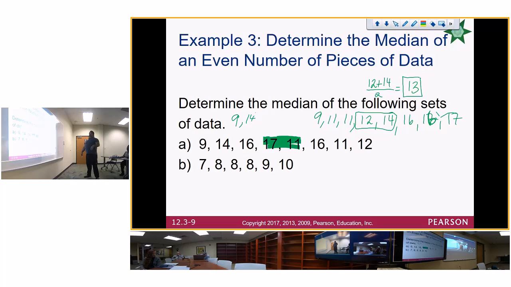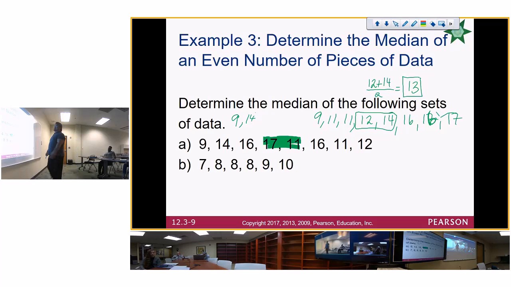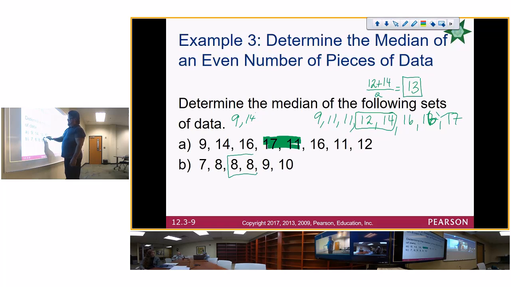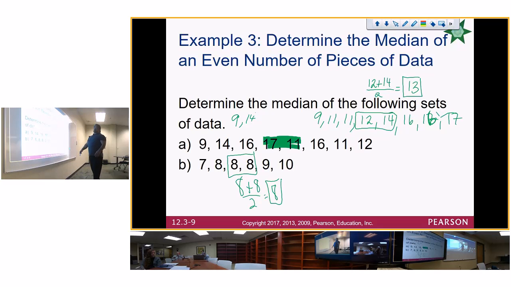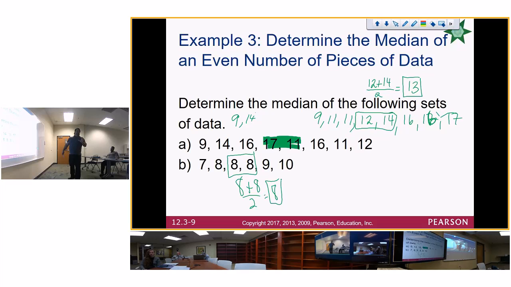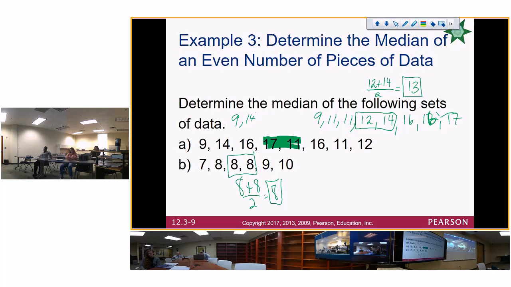Okay. Now these, how many we got here? 1, 2, 3, again. So what is 8 plus 8 divided by 2? 8 plus 8 divided by 2 is 8. Now they're not always going to be the same number. So you always have to get used to doing, when n is even, you have to find the average of the middle two numbers. And the next slide will probably just be odd numbers.